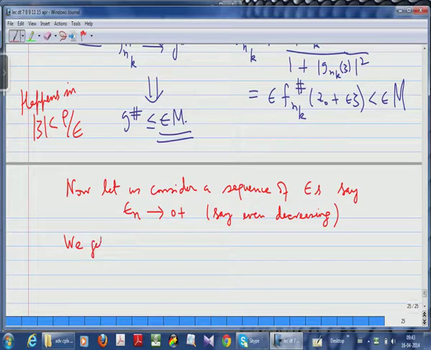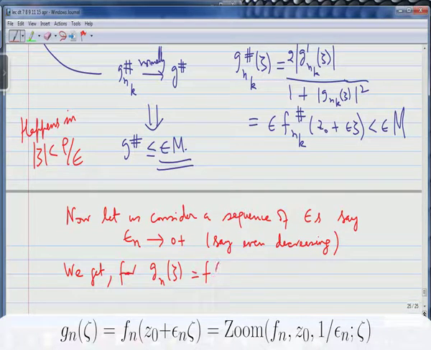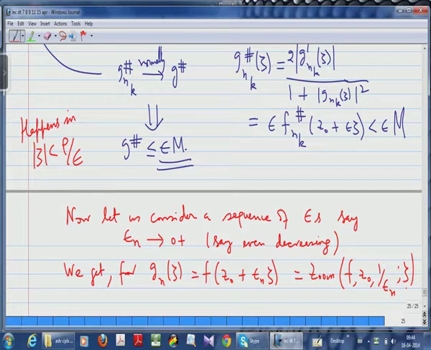Here is a funny thing: you define Gn of zeta to be, you zoom f, so you take f of z0 plus epsilon n zeta. This is actually the zooming of the function f centered at z0. The scaling factor is now 1 by epsilon n, and the variable I am using is zeta. Mind you, this 1 by epsilon n is going to infinity, because epsilon n is going to 0 plus. That means I'm doing ultra zooming at the point z0, and I'm looking at the zoom functions.